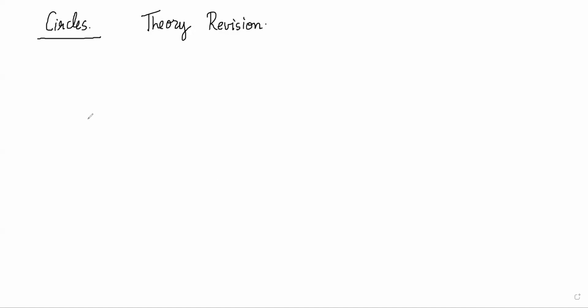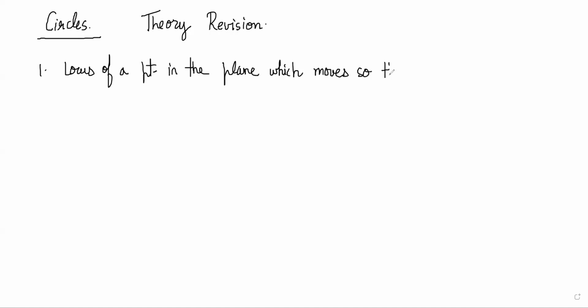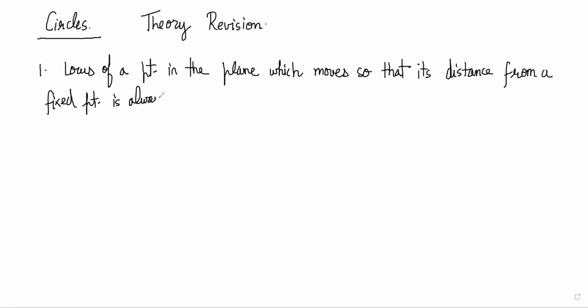So let's begin. So first of all, what is a circle? The circle is the locus of a point in the plane which moves so that its distance from a fixed point is always constant. That fixed point is known as the center of the circle, and the distance, which is constant, is known as the radius.